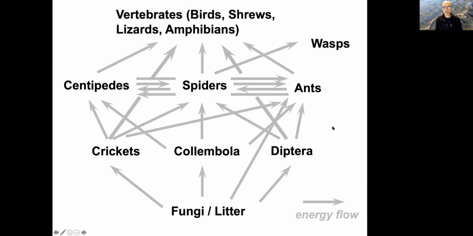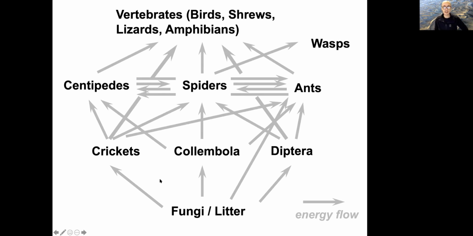And what this represents really is a network of interactions between resources and their consumers. The resource of fungi and litter is fed upon by things like collembola, flies, crickets. This resource here of these decomposers is fed upon by things like centipedes, spiders, and ants. And these, in turn, are also fed upon by higher level consumers. Again, that food web.